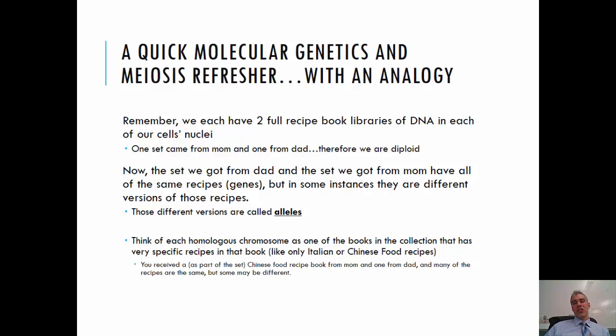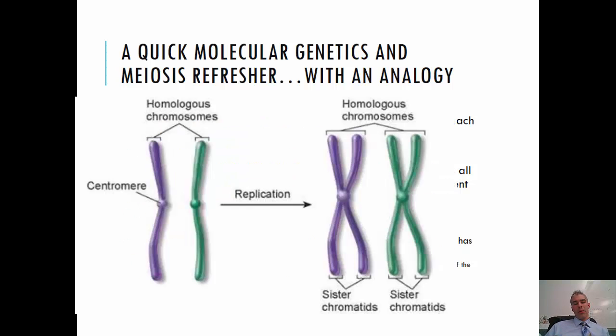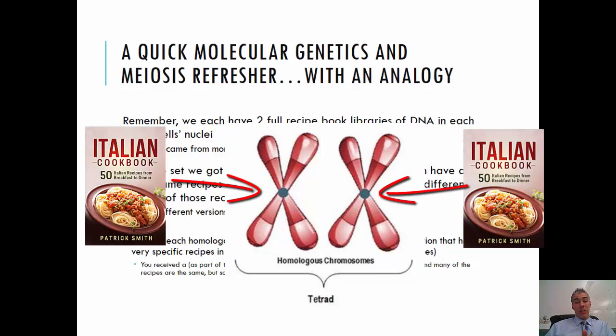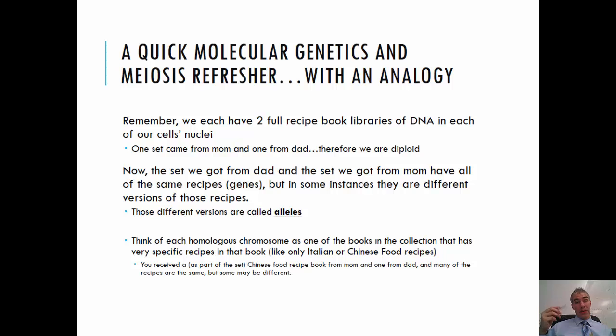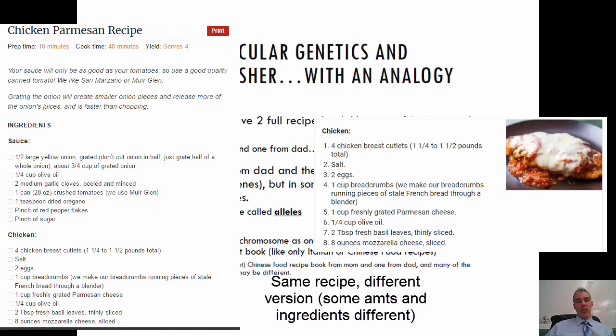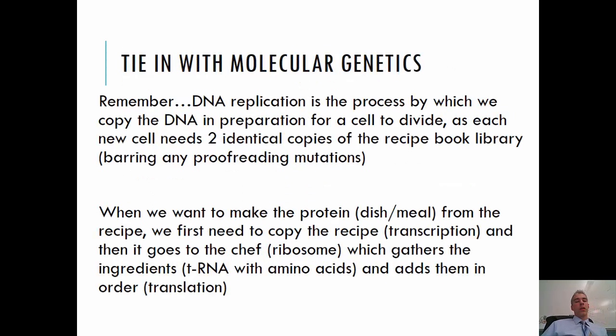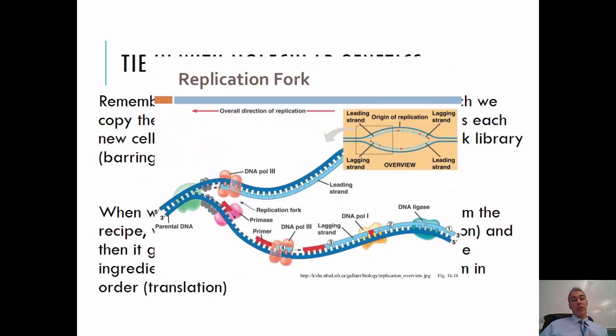Okay, so remember, think of each individual homologous chromosome, and you have two homologous chromosomes in each cell, as one of the books in the collection of recipes. You'd have a Chinese food recipe book that you got from dad, and a Chinese food recipe book you got from mom. That is filled with different types of recipes, which would be representative of those genes, but your mom's recipe book may have slightly different versions of those same recipes, which would be like alleles compared to your dad's. Okay? So remember, DNA replication is the process by which we copy DNA.